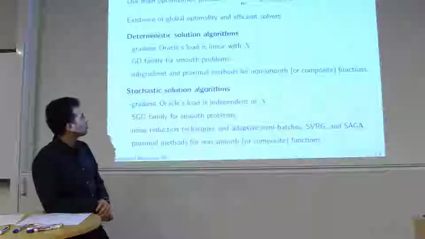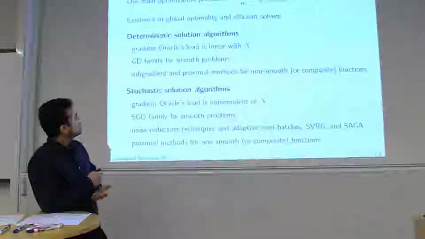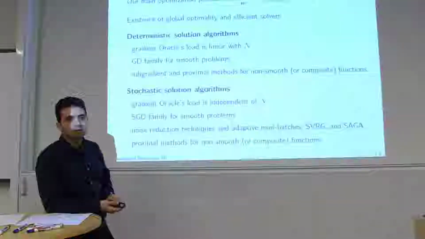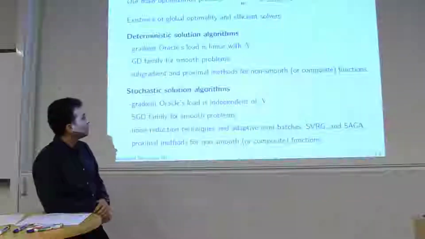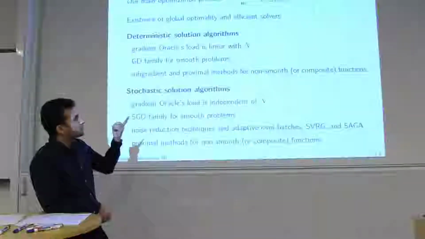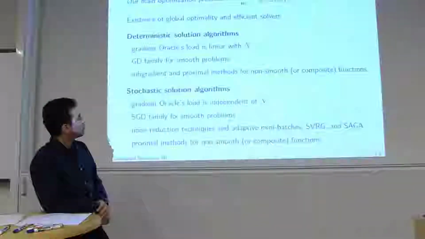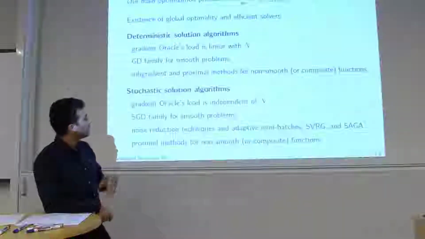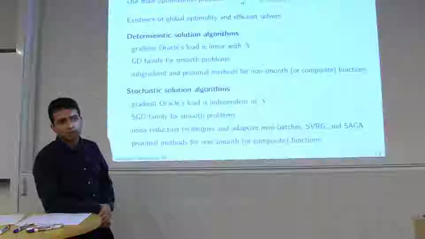In the deterministic setup, the gradient oracle load is usually linear with n, essentially because we need all the gradients to be able to run one gradient descent iteration. And we have n gradients, so it's linear with n. Then we have seen the gradient family for smooth problems, and if we do have a non-smooth problem, which could be due to a regularizer or whatever, then we can use subgradients or proximal methods.